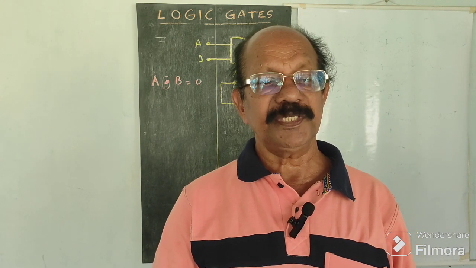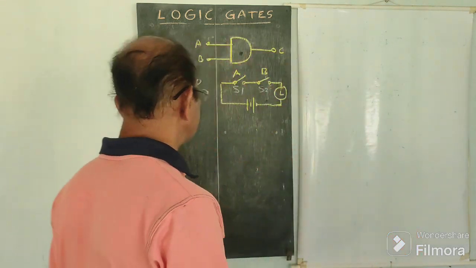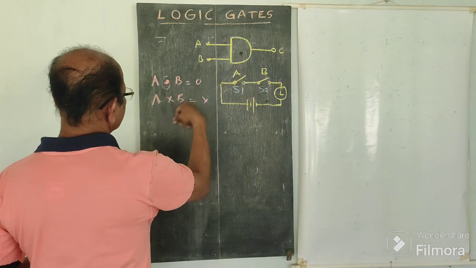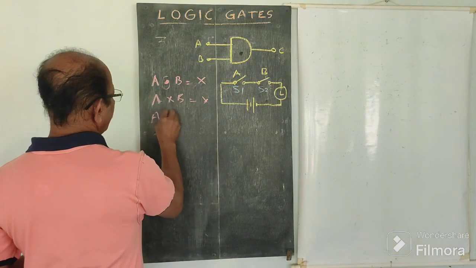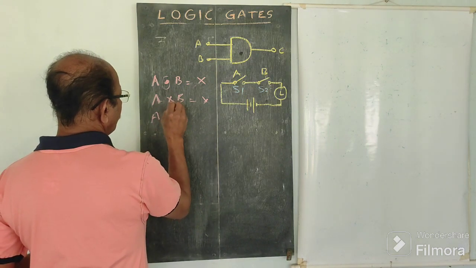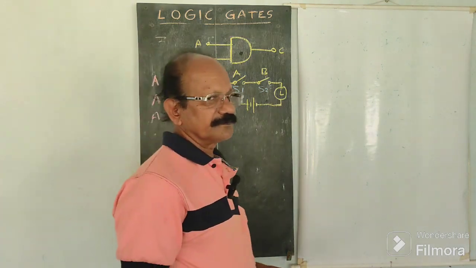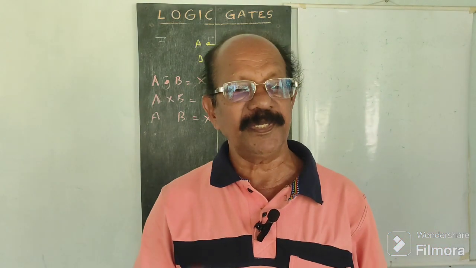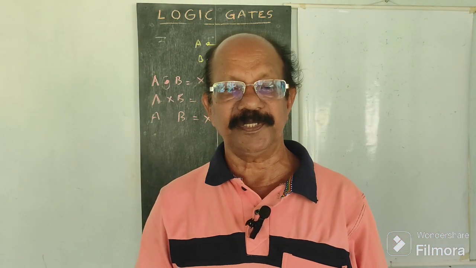A cross B is equal to X, or A dot B is equal to X, or AB is equal to X. It is a logic multiplication. It is different from the arithmetic multiplication.